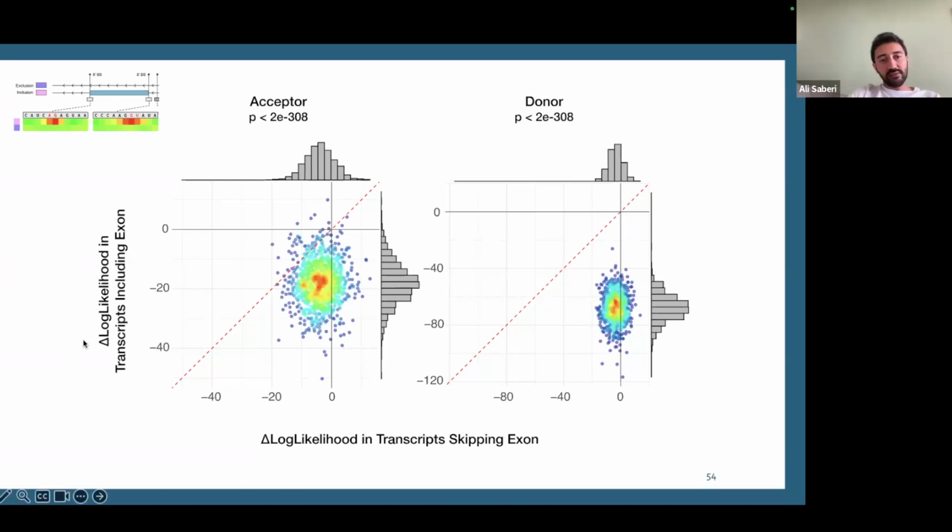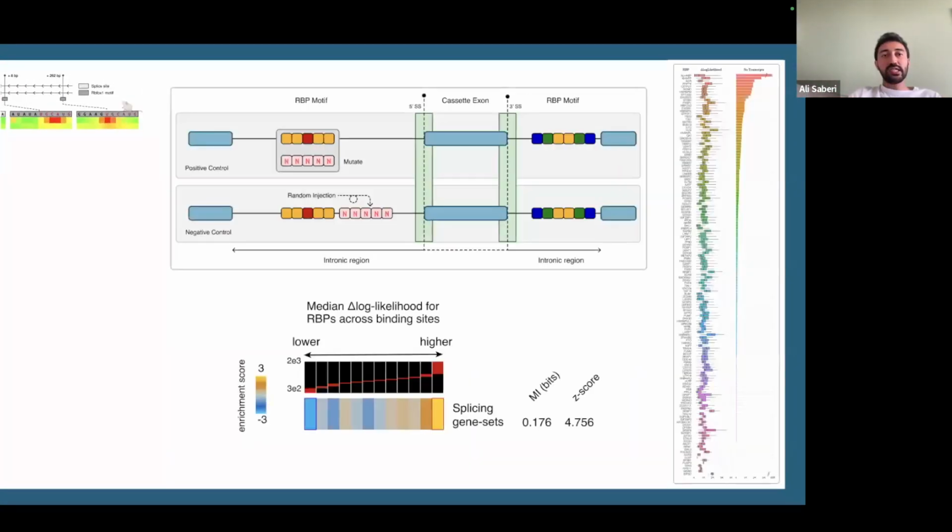You can see that the transcripts that include the exon are much more sensitive to changes in the splice sites versus the transcripts that exclude the exon. And this shows systematically that our model actually learned about the splice sites. Pretty cool. Now let's go for the other part.